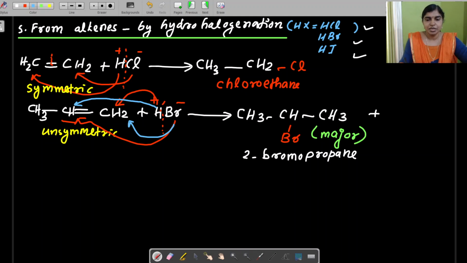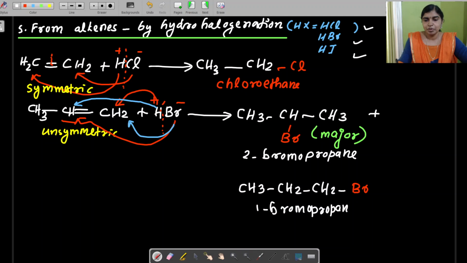That is a second possibility. That is, you can write the structure like this: CH3, CH2, CH2, with the bromine attached here, that is, to the first carbon. And what about the name? That is 1-bromopropane. This is 1-bromopropane. What about this? This is the minor product.